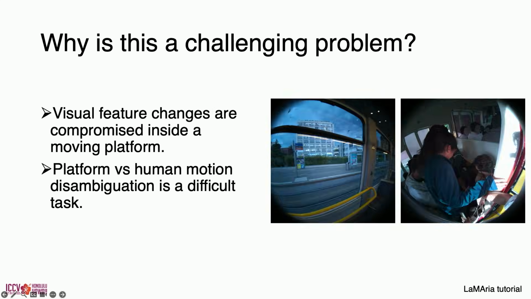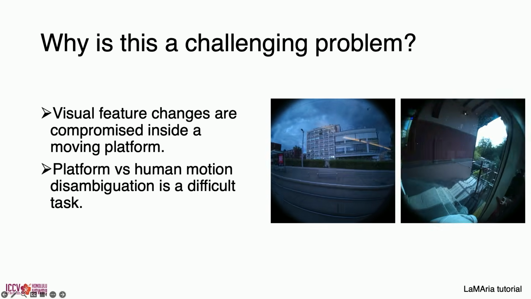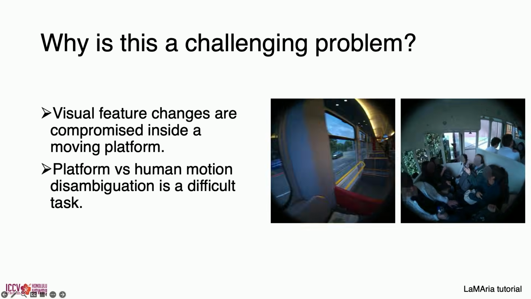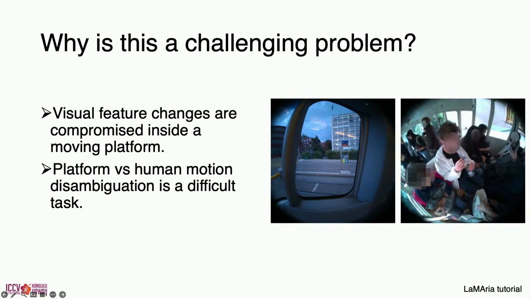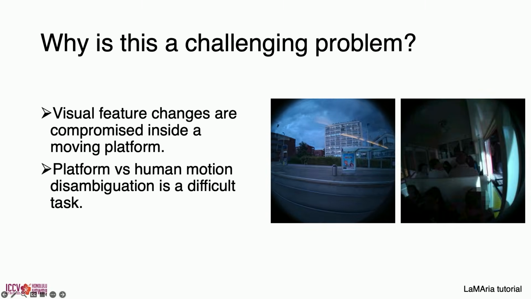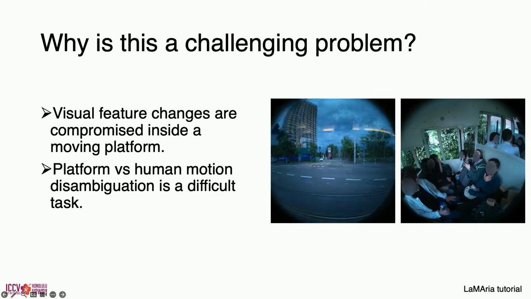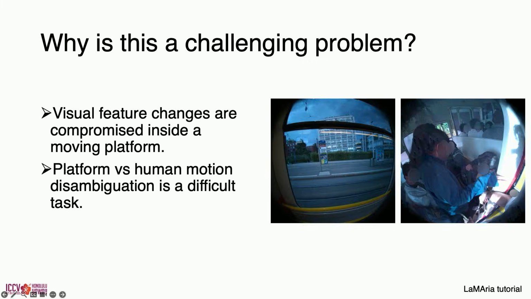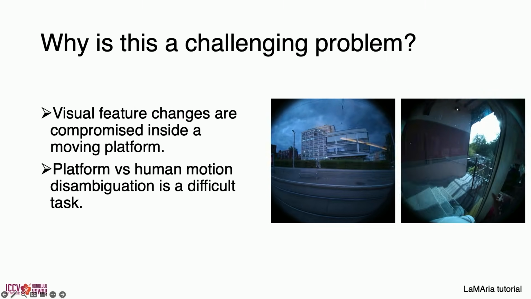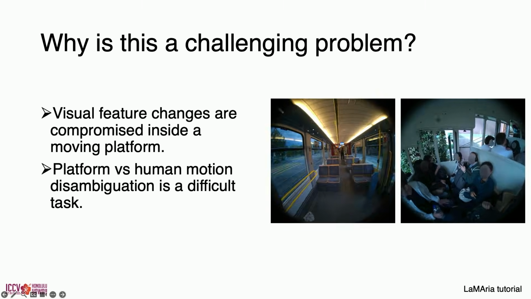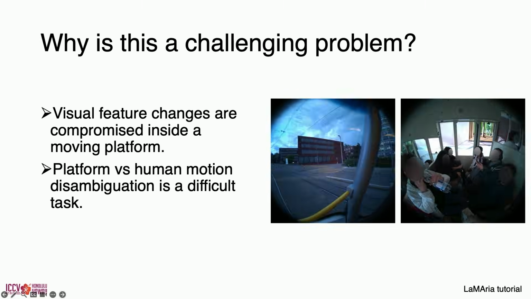One thing is, why is this a challenging problem? This was discussed in Marc's introduction as well as with Shaohui. Over here, as you can see, the visual features are compromised because you're on a moving platform, which visually looks like it's still, but it's actually moving. The other difficult problem is platform versus human motion disambiguation. So these two things make it a challenging problem.